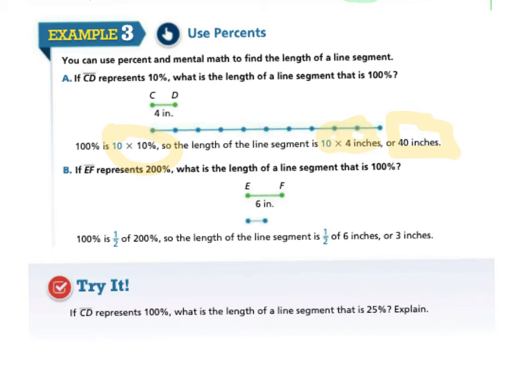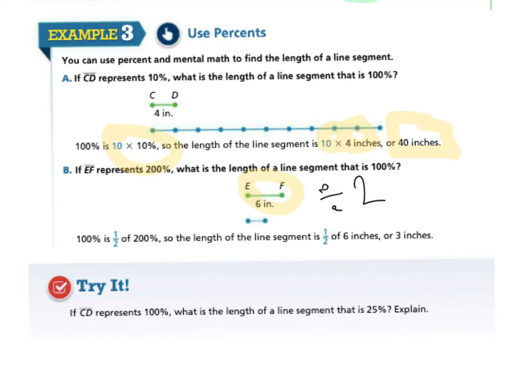If line segment EF represents 200%, what is the length of a line segment that is 100%? Well, you have to think, how do you go from 200% to 100%? Well, 100% would be half of 200. So you would have to take your 6 and divide it by 2. Why would you divide it by 2? Simply because you have to take 200 and cut it in half to get to 100.